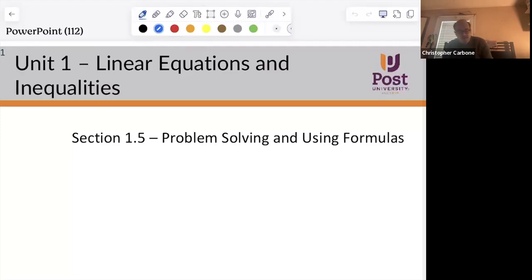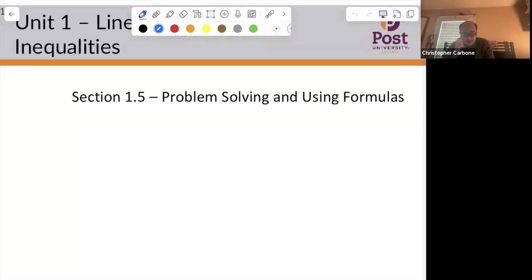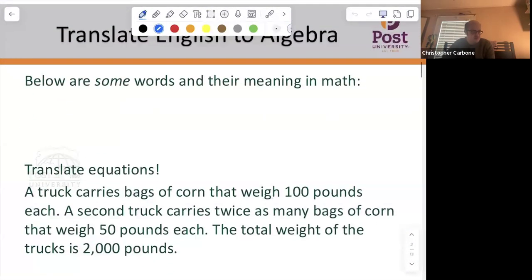Hello, class. In this next lesson, we have section 1.5 on problem solving and using formulas, which will be based on those linear equations that we have seen. So the whole point of it is to translate whatever into algebra. So, for example, for some words involving that, which, I mean, don't take this to be an all-encompassing list, just because there's no such thing, unfortunately.